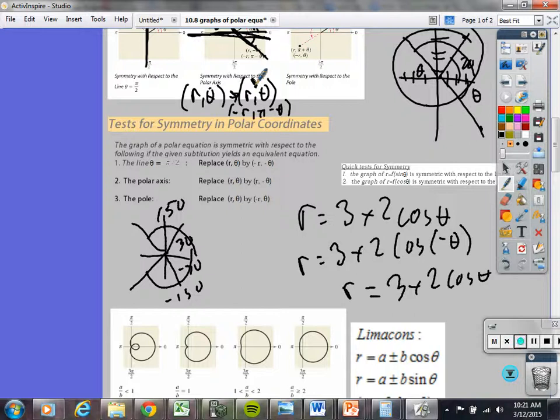Or I could change negative r with pi and theta with pi minus theta. But that one requires, how many of you remember your sum and difference formulas? So that's why I'm probably not going to do that one for you, because that's on there. Okay?